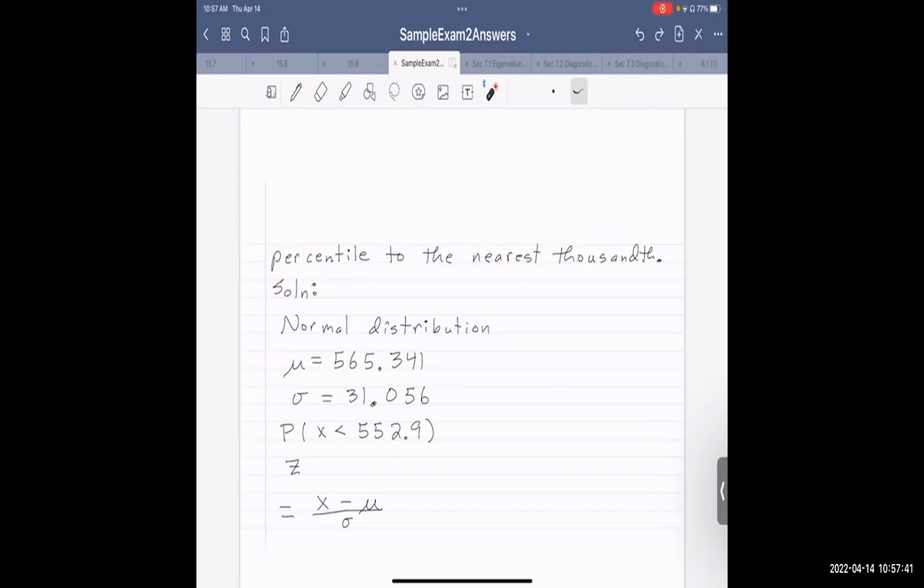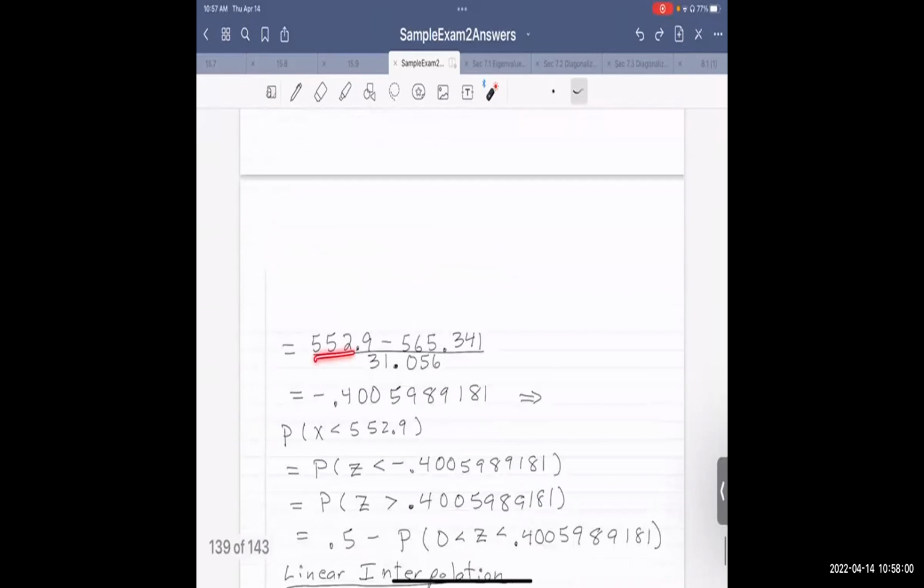So we have a normal distribution with mu equaling 565.341, sigma equaling 31.056. I want to find the probability that X is less than 552.9. So Z equals X minus mu over sigma. 552.9 minus 565.341 over 31.056, a negative 0.400598981.